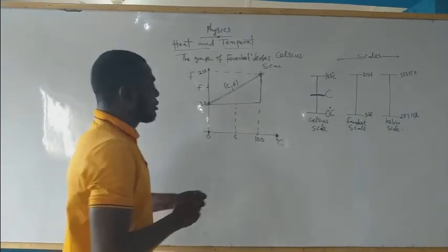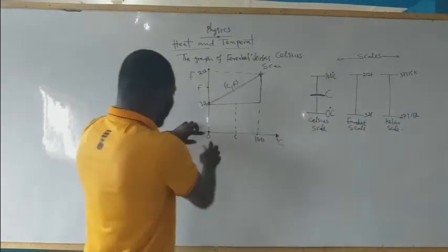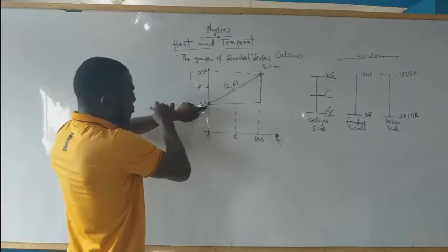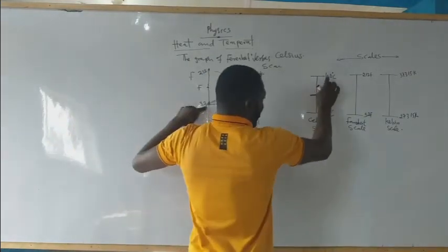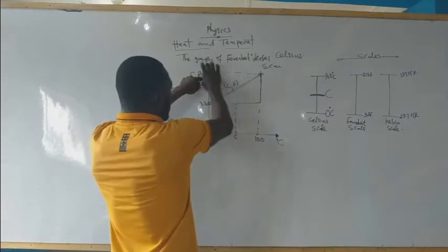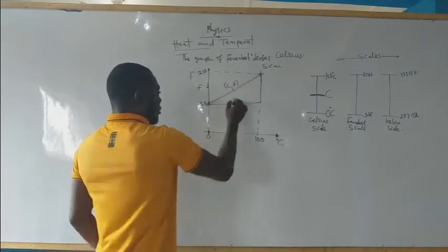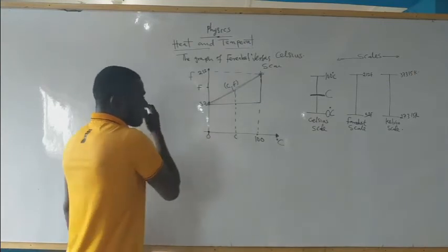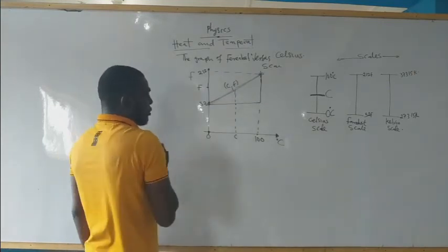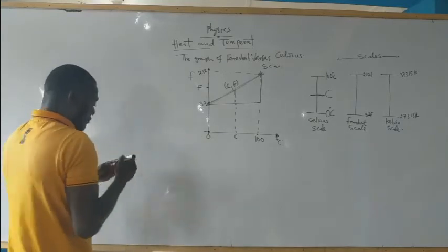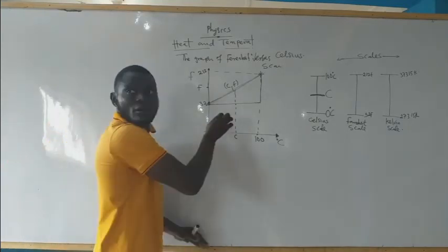Take it. 0 to 32. 100 to 212. Join the 2 points together and divide it. This is 0. So we can have what?